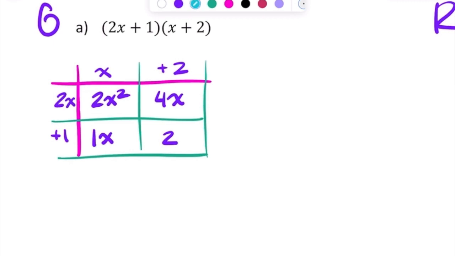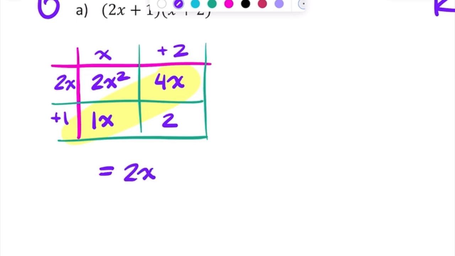Now, of course, this is not my final answer. I need to collect my like terms and write my answer as a simplified algebraic expression. So I get 2x squared because that comes first in standard form. I collect my like terms of 1x and 4x and I add them together to get 5x. And I, of course, have my plus 2.